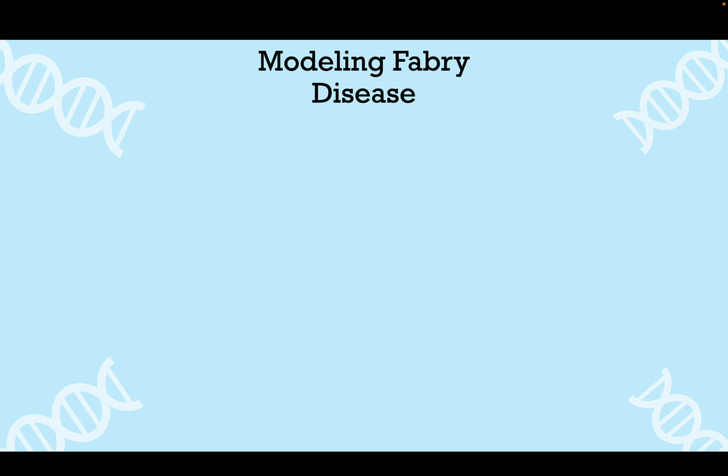This leaves scientists to take measures into their own hands. Scientists will alter the DNA of model organisms like rats or mice to induce Fabry disease. They can knock out the GLA gene, but even then, mice will not show any symptoms because there's no buildup of GB3.